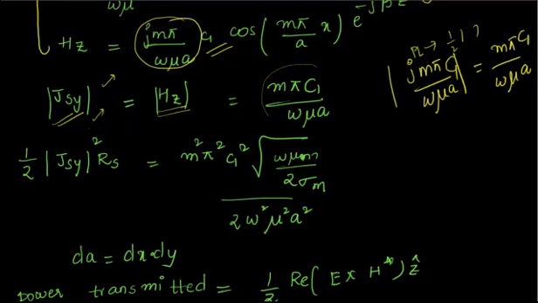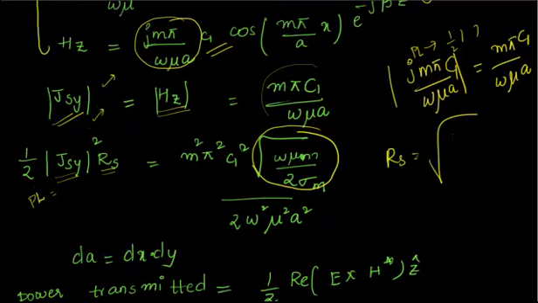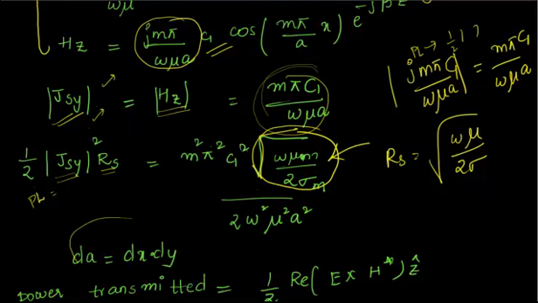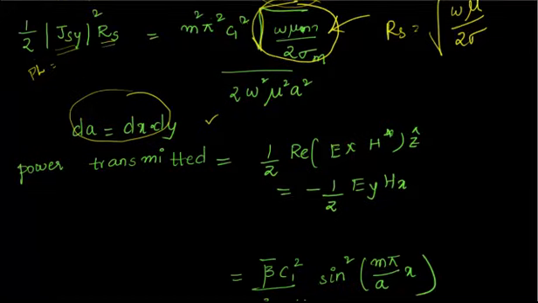Now the power lost can be written as half into surface charge density squared into surface resistance. This is the surface resistance, as we know, that is Rs is equal to root of omega mu by 2 sigma. We are substituting it here: half into this particular part into root over this. This area is always written as dA into dy, because we want the power per unit length.